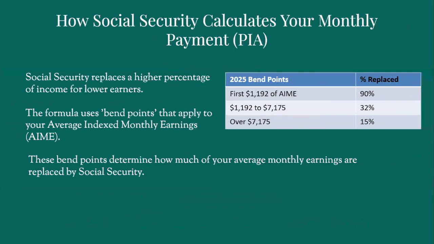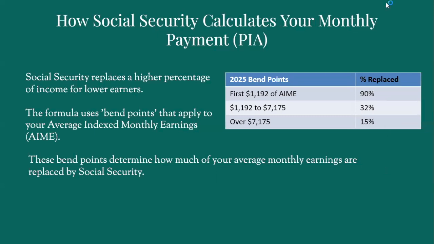So how do we get our number? On the next slide, we've got a pretty good example, but we're going to take that number and apply it to these bend points. The Social Security Administration places a higher percentage of income for lower earners. The formula uses bend points that apply to your average monthly earnings to figure out your primary insurance amount. These bend points determine how much you're going to get every month.